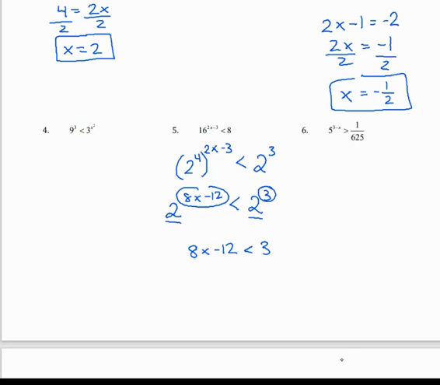So now we'll solve that. We get 8x is less than 15, and divide by 8. We don't have to worry about flipping our symbol since it's a positive. So we get x is less than 15/8. Remember, for inequalities, since that's multiple solutions, we usually write that in set notation.